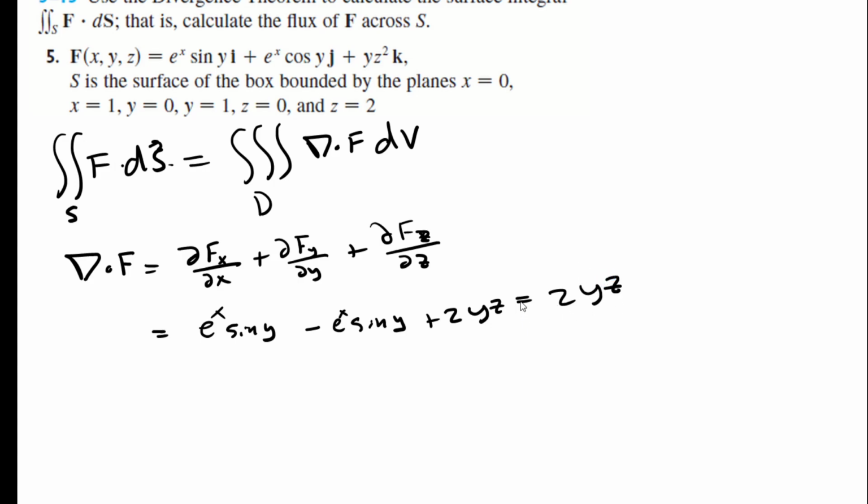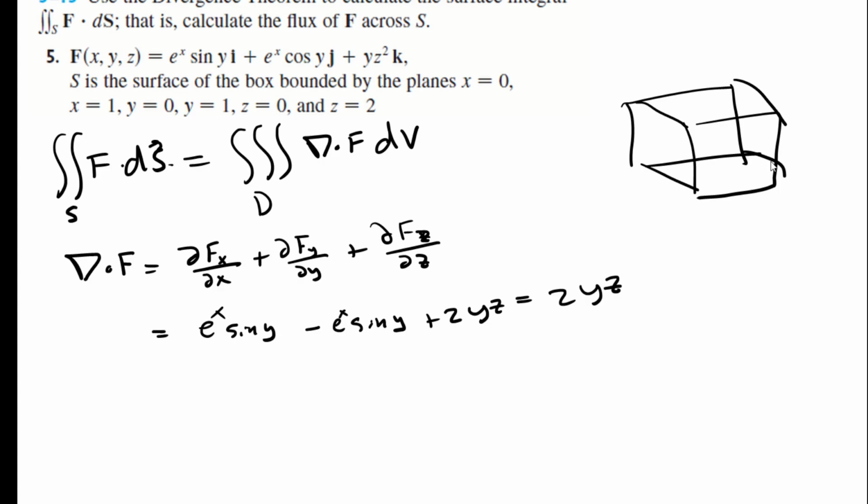Let's see what my surface is. Where S is the box bounded by the planes x equals 0, x equals 1, y equals 0, y equals 1, and z equals 0, and z equals 2. So this is fairly straightforward. If I had to do a surface integral, I'd have to parameterize each of these surfaces and integrate over each of those surfaces individually. So it's describing a box like this.